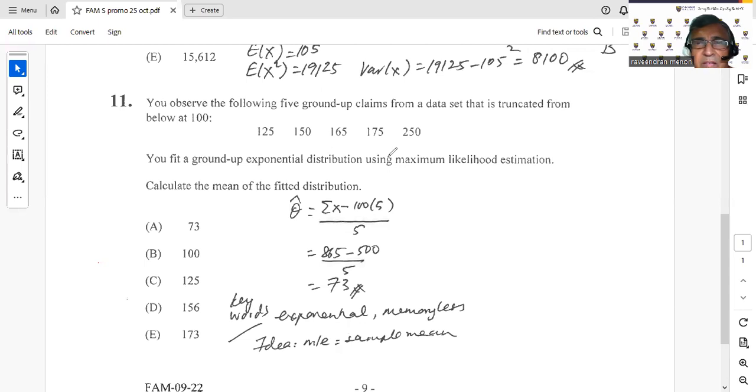You're given some data, and you're told there are 5 ground-up claims from a data set that is truncated from below at 100. They give you the values. You fit a ground-up exponential distribution using MLE and calculate the mean.